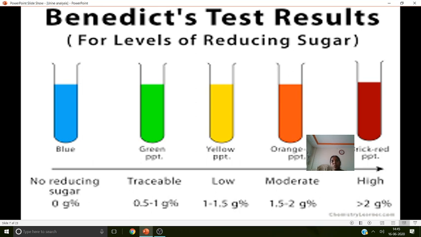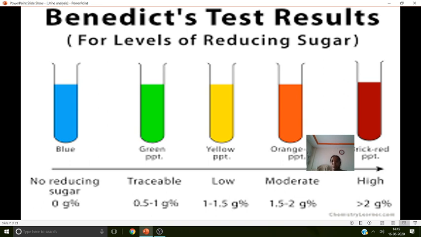If it is yellow, we can observe a yellow precipitate. So it is low, 1 to 1.5 gram percentage. If it is an orange to red precipitate, moderate, that is 1.5 to 2 gram percentage. If it is brick red, it is very high, more than 2 grams of sugar is present in the urine. So according to the color change, we are able to estimate the sugar present. Understood? That is blue, green, yellow, orange to red, and last is brick red, which is the high sugar present in the urine.